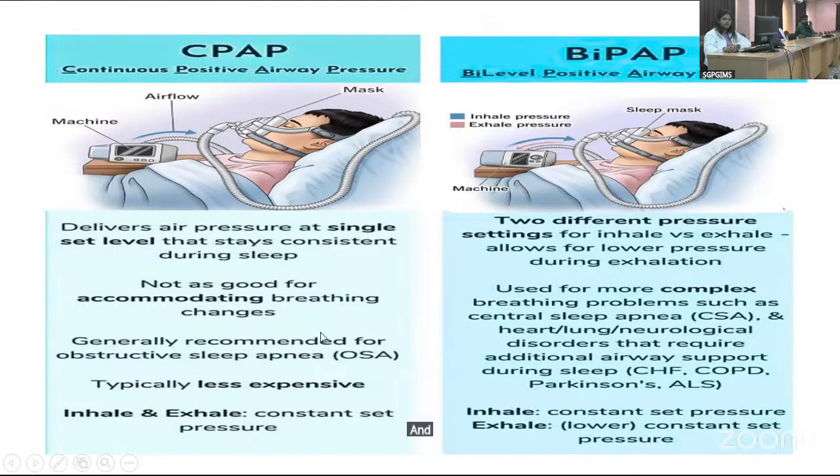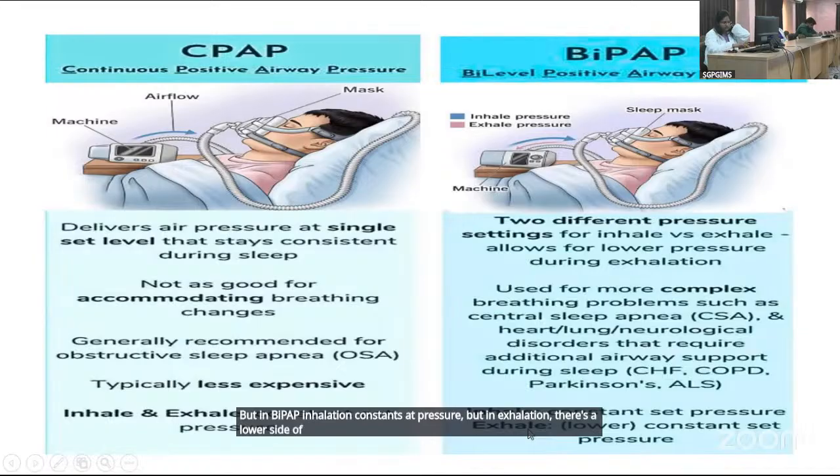CPAP is not good for accommodating breathing patterns, but BiPAP is used in complex breathing problems such as CSA, CHF and COPD. CPAP is generally recommended for obstructive sleep apnea, and in it the inhale and exhale pressures are constant set pressures. But in BiPAP, inhalation has a constant set pressure, while in exhalation there is a lower constant set pressure.